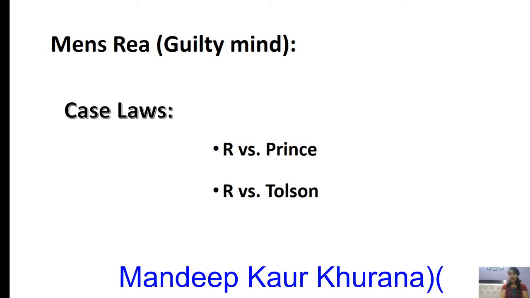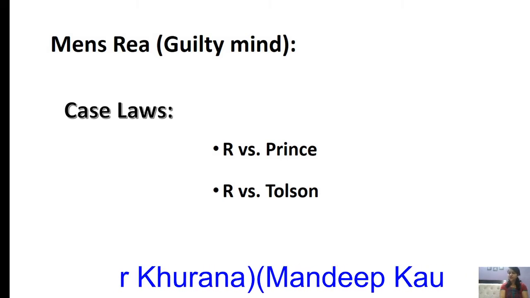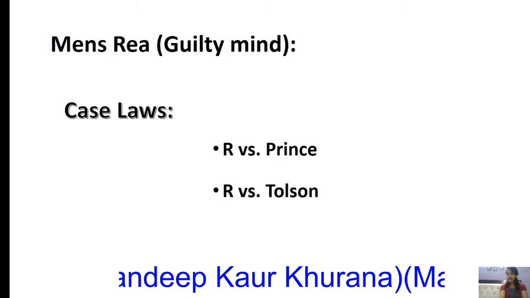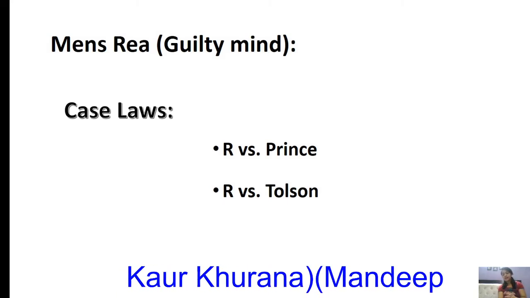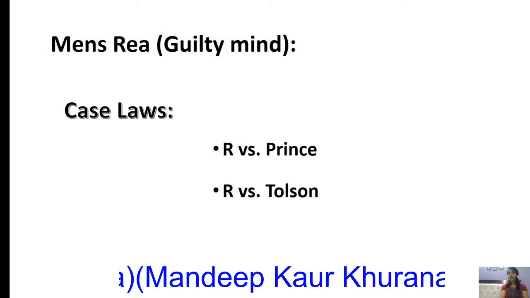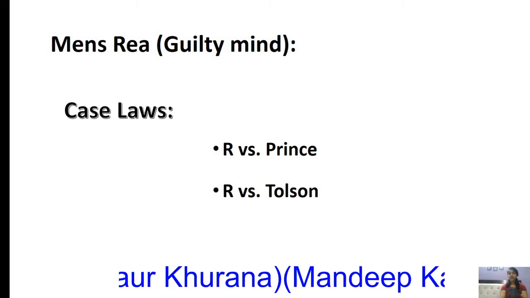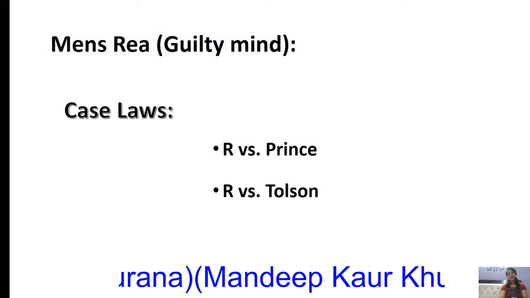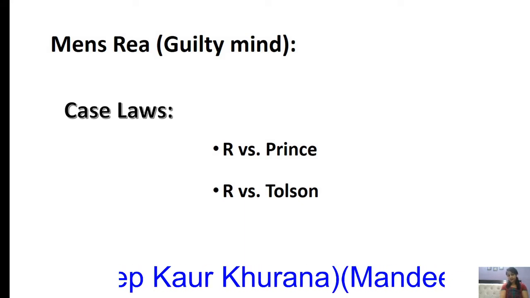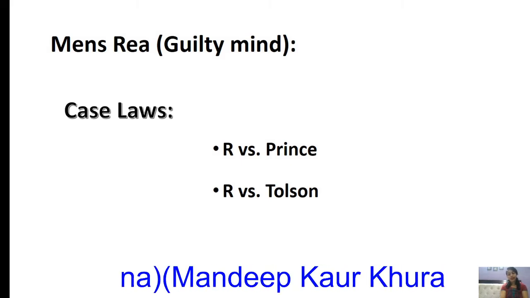Okay, there are two cases, R versus Prince and R versus Tolson. These are very interesting cases and landmark also. So first we will discuss R versus Prince. In this case, what happened? In this case, there was a person who loved a girl, and he presumed that the girl's age was 18, and under this misconception he married that girl without the consent of her guardians. Okay, but what was the real picture? The girl was of the age of 16, and under this misconception he was not aware. Okay, but he was charged for kidnapping.